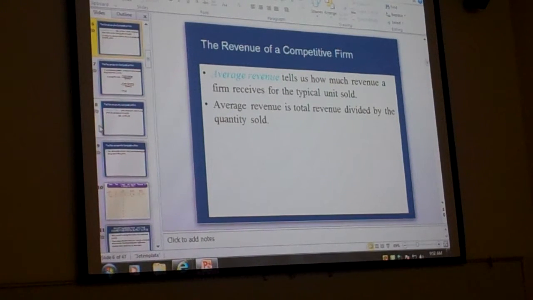Okay, and you're definitely going to need to know that. So we have total revenue is price times quantity. Average revenue is total revenue divided by output.